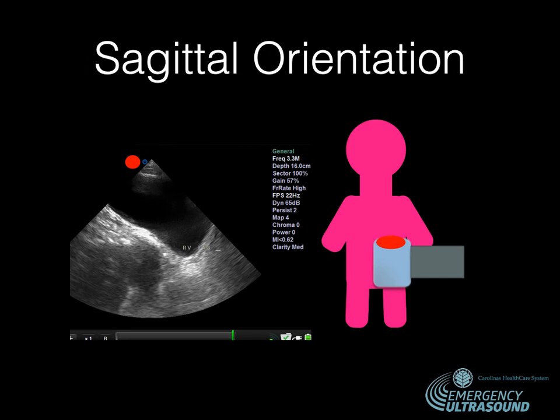For our sagittal orientation, we then rotate the ultrasound probe to the patient's head. So now we have the probe marker pointing to the patient's head. The indicator on the screen has not changed position, but our probe marker has. So now we know that the probe marker is pointing to the patient's head, so the patient's head is on the left side of the screen, meaning that the patient's feet are going to be at the right side of the screen. We then know that the patient's right hip is going to be coming out of the screen towards us, and the patient's left hip is back behind the screen.